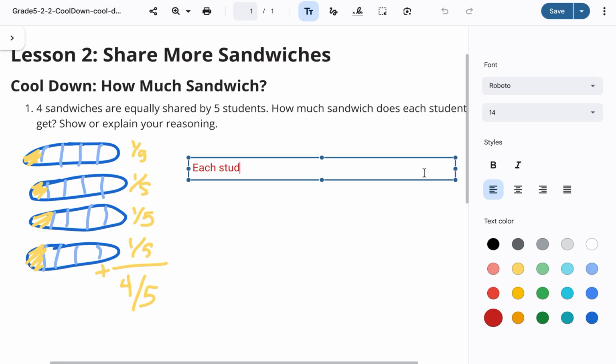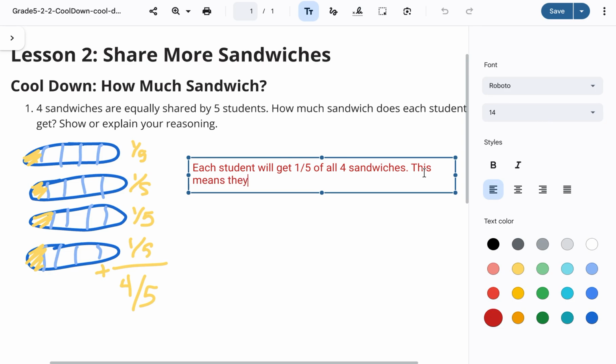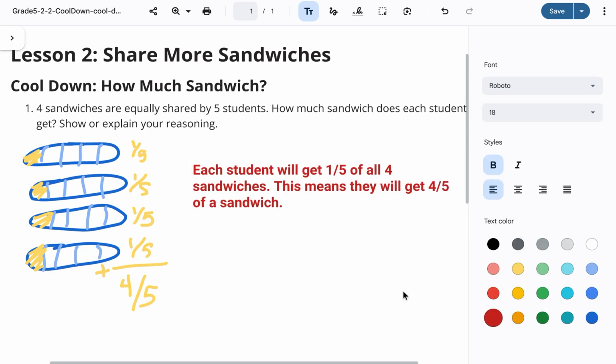I'm going to say that each student will get 1/5 of all 4 sandwiches. This means they will get 4/5 of a sandwich. Okay, I have given context to my diagram. I've related it back to the numbers that I have represented in my diagram. I see the idea of where that 4/5 came from, and I see the idea of that repeat 1/5 4 times, right? So now I've completely answered number 1, and I'm ready to go on down to number 2.